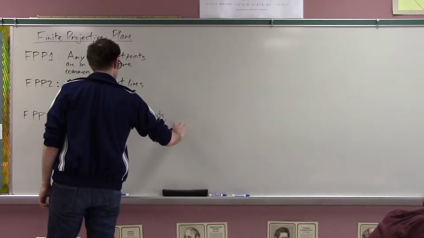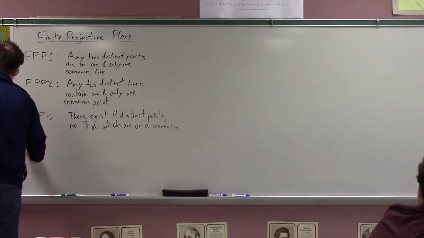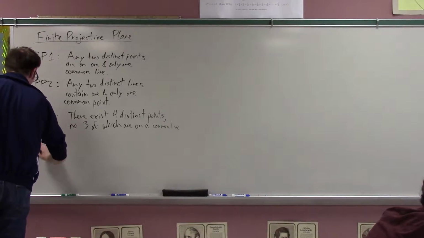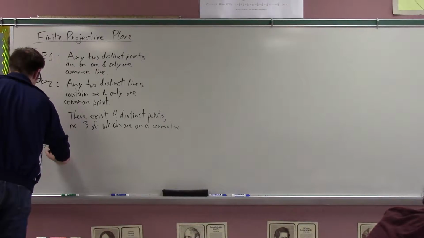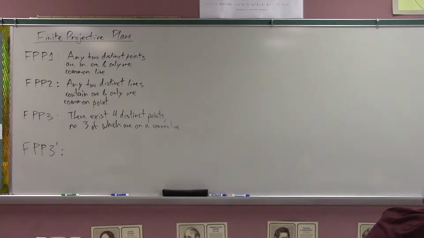Okay, a lot of words, there's a lot of quantifiers. Before we even fully digest this, let's talk about FPP3 prime. FPP3 prime would be, for symmetry purposes, sort of like the fourth axiom. It basically restates the information in FPP3, but in reverse.